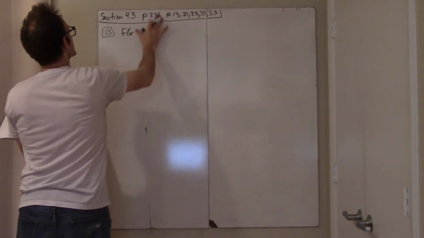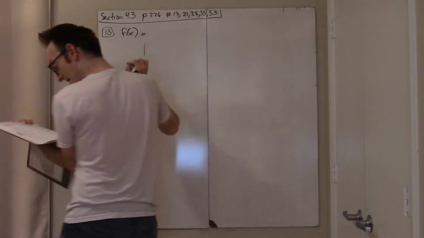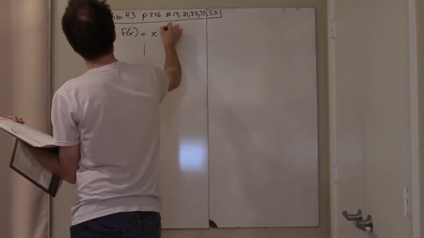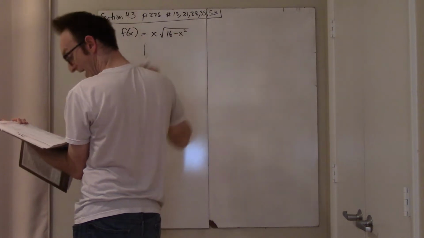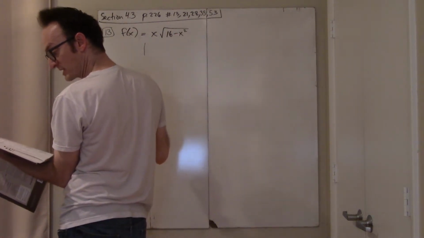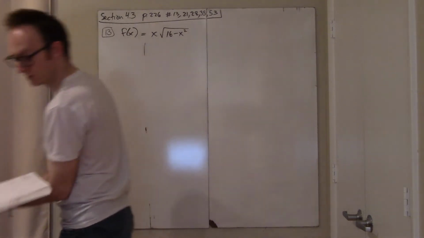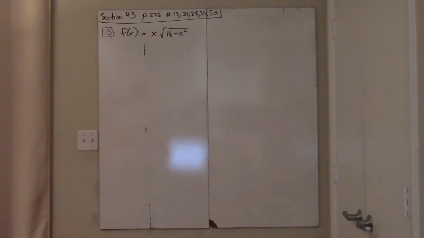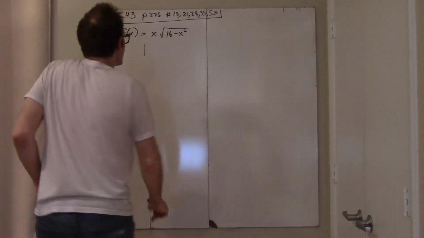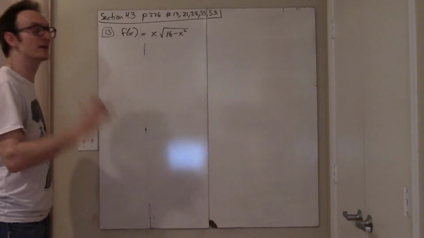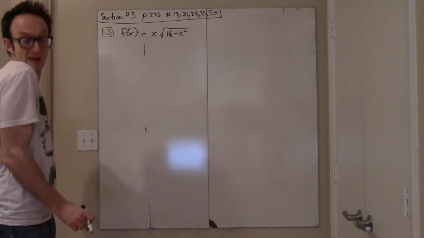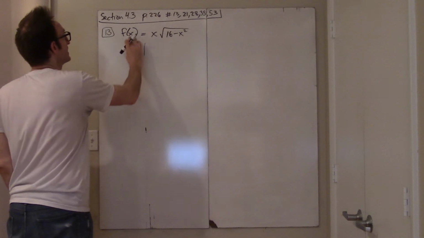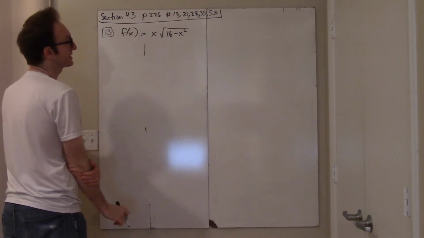So here we have this function, and the function is x root 16 minus x squared. And the goal of this section is to identify the open intervals on which the function is increasing or decreasing. Okay, let's go. We learned that the derivative can tell us when the function is increasing and decreasing, the sign of the derivative. And so we need to differentiate this function and figure out when the derivative is positive and when it's negative.